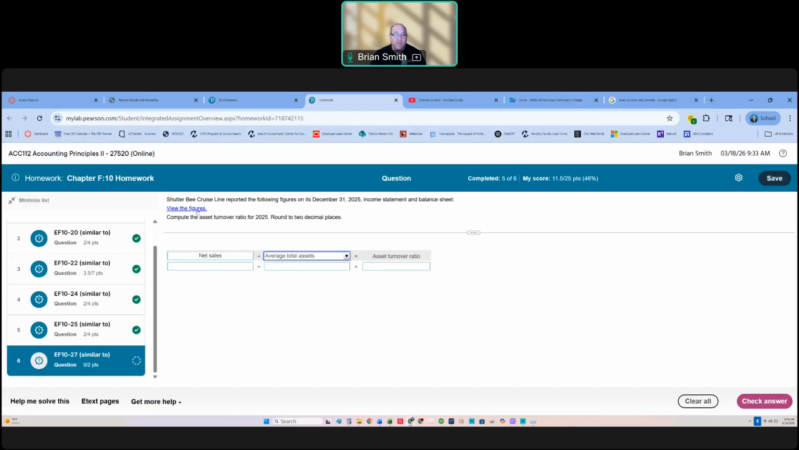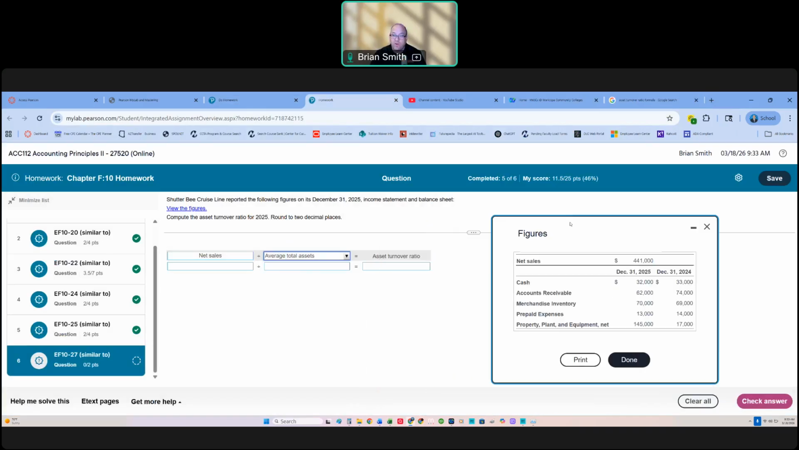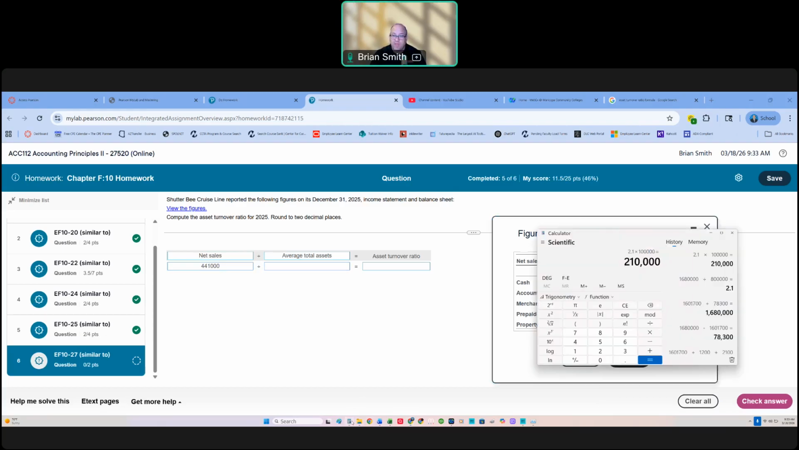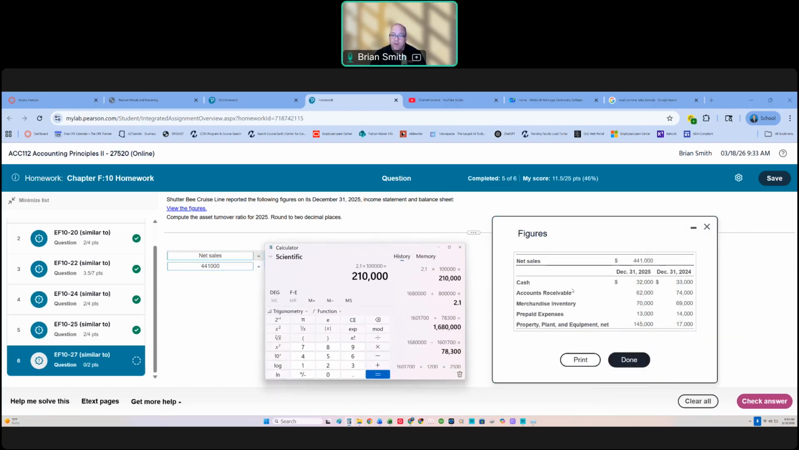So here are our figures. What we need to do, net sales, we got 441,000. Then it's average total assets. So we need to add, these are all assets right here. We got to add them all together. Whoa, what happened to property, plant, and equipment? I wonder if there's a problem with this, because maybe that should have an extra 0 in there. Let's see if we do it just based on what they give us and if it's wrong. We got to add them all up and then divide by 2.